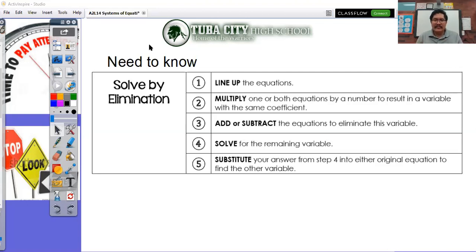And the next thing you do is you solve for the remaining variable. So just like substitution, you have to get rid of one of them because you can't solve when they're both there. And then lastly, substitute the answer that you got to get the other one. So take what you have and use it to help you get the other one. Okay, so let's go ahead and move into some of the exercises.